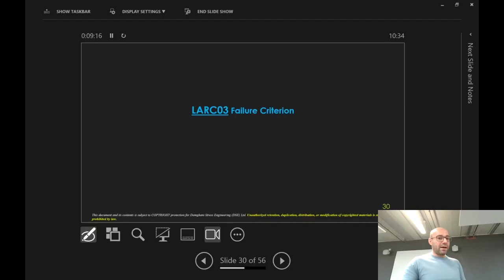That's the one, the LaRC03 failure criterion, which was developed by NASA. It's quite intense. I'll put it up for you.